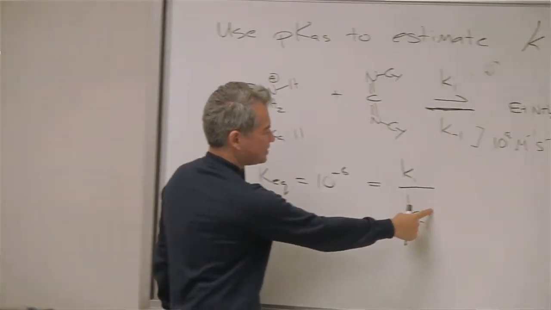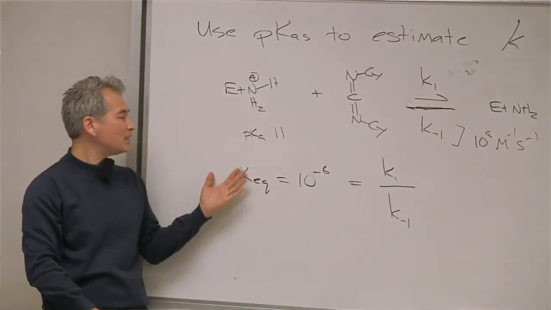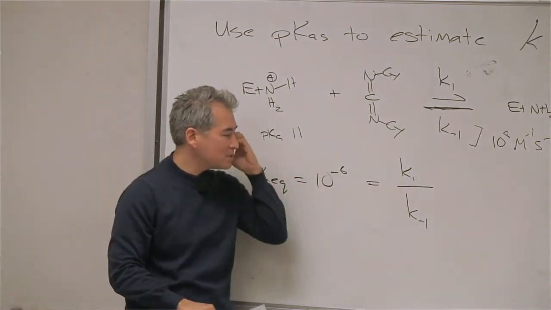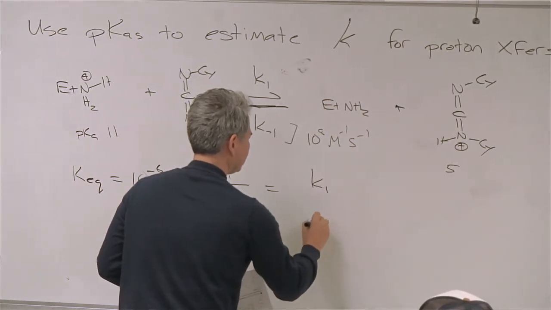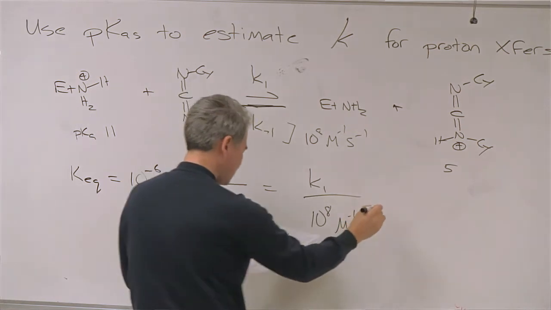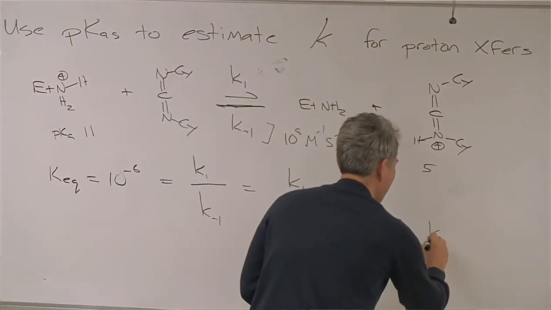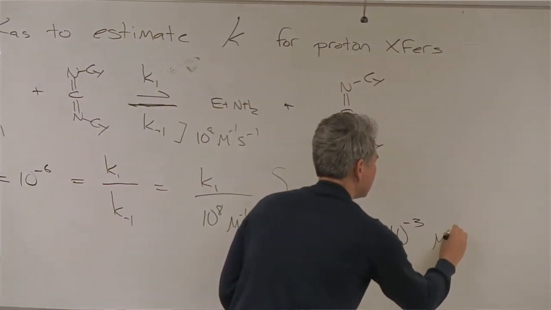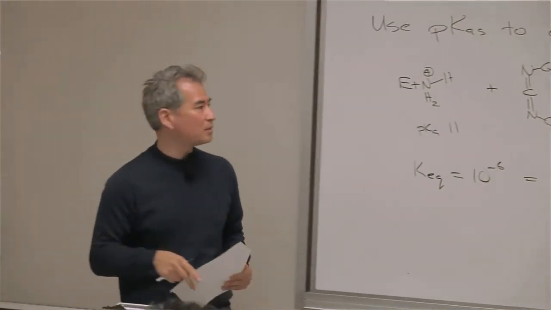So if I substitute in 10 to the 8, I can back calculate the forward rate constant. If I know the equilibrium constant from pKa's, and I know this just because it's diffusion controlled, then I can calculate what is K1. Just by doing some simple math. And so let me rearrange these equations. What I would find out if I rearrange those equations is that the reverse rate constant is 10 to the minus 3 per molar per second.